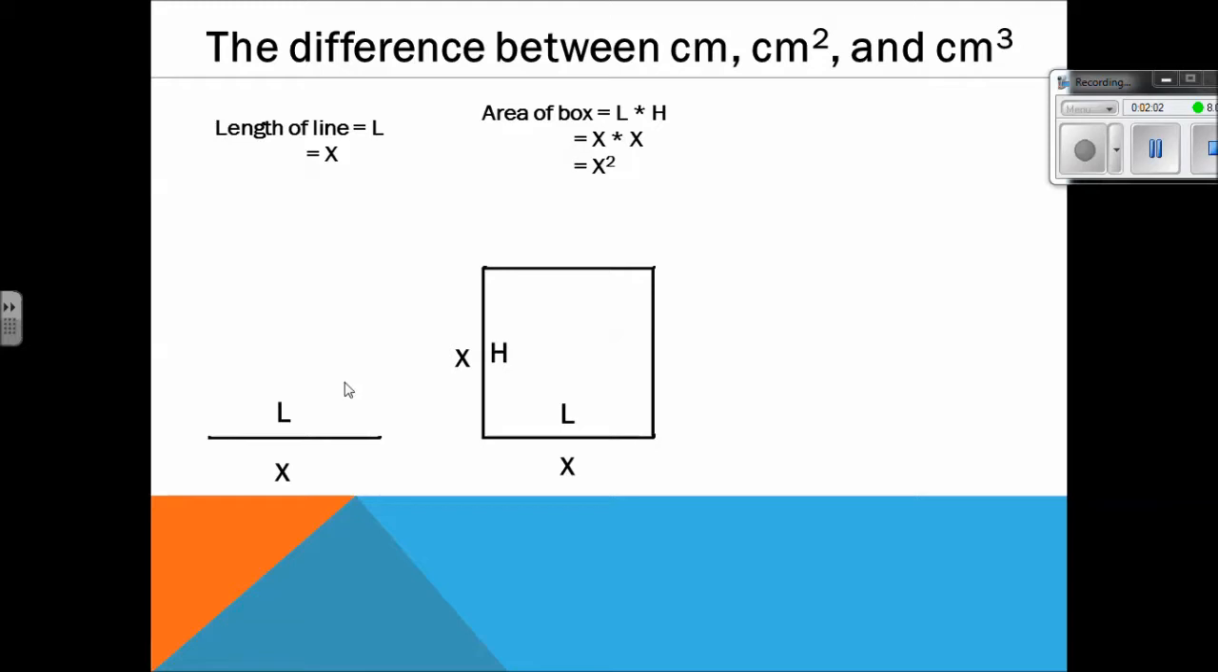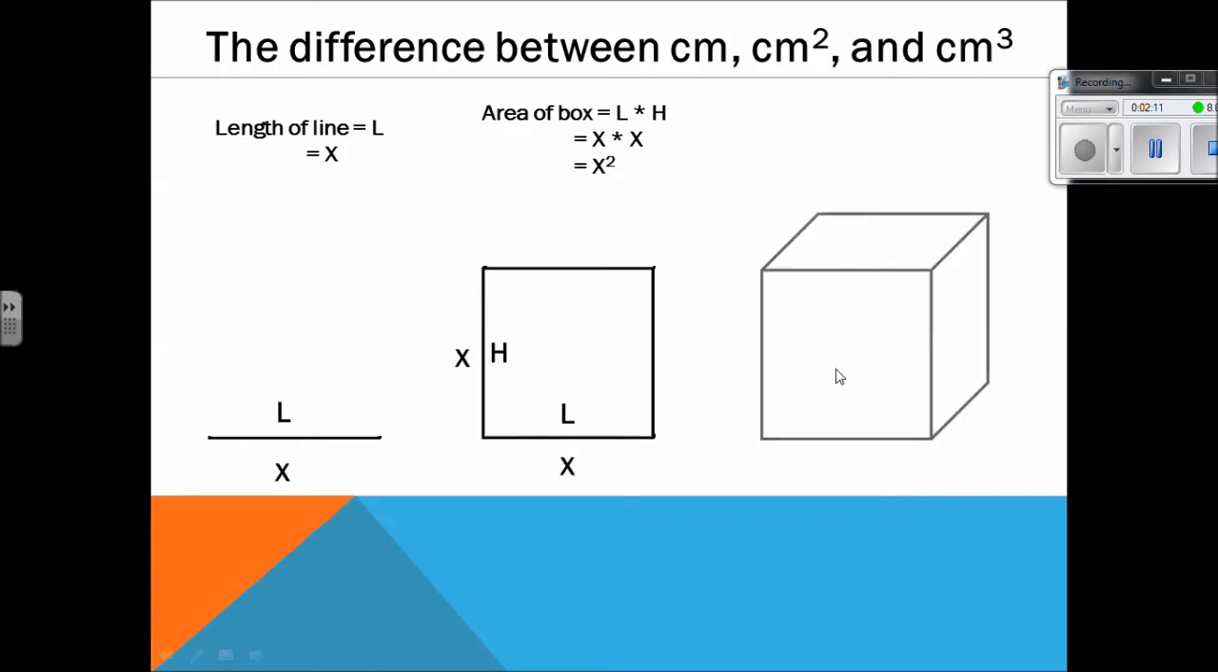Okay, and notice this line was a one-dimensional shape. This is a two-dimensional shape. That is, it's just like a flat box. And then we could also add in a three-dimensional shape, which is going to be the volume of a cube, which is length times width times height.